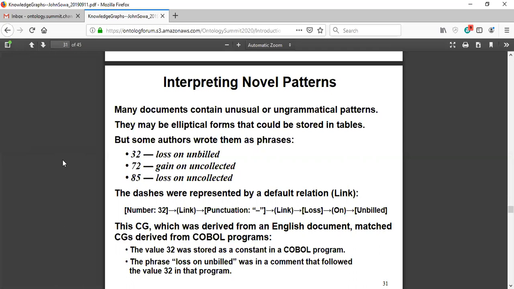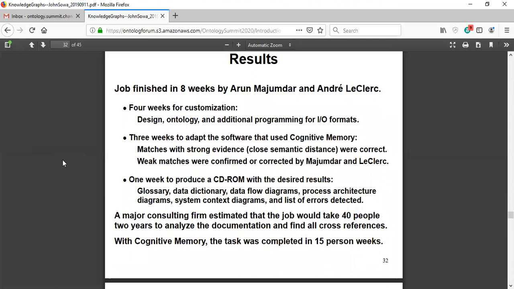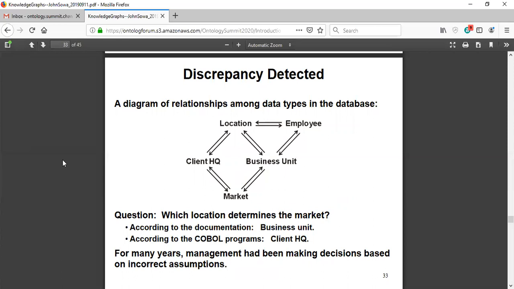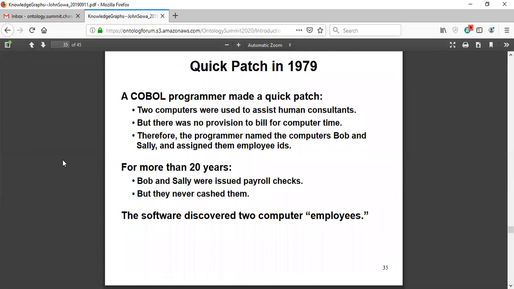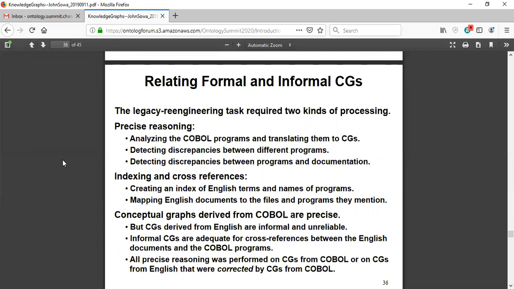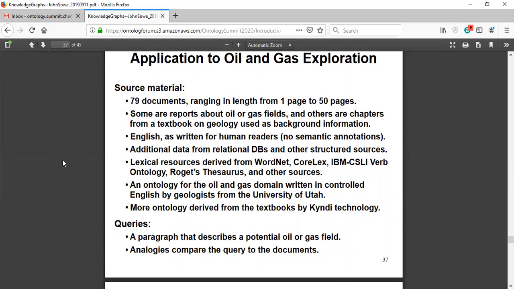There was also another project, an application to oil and gas exploration. This started with a project at the University of Utah, where they had an institute for geology and oil exploration technology. This was an application being paid for by Chevron, and Chevron wanted to be able to query and get information about likely places for drilling oil wells.